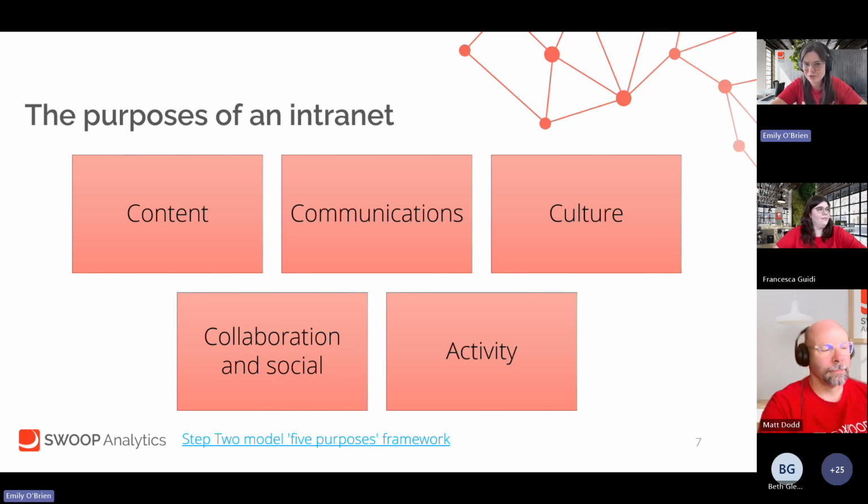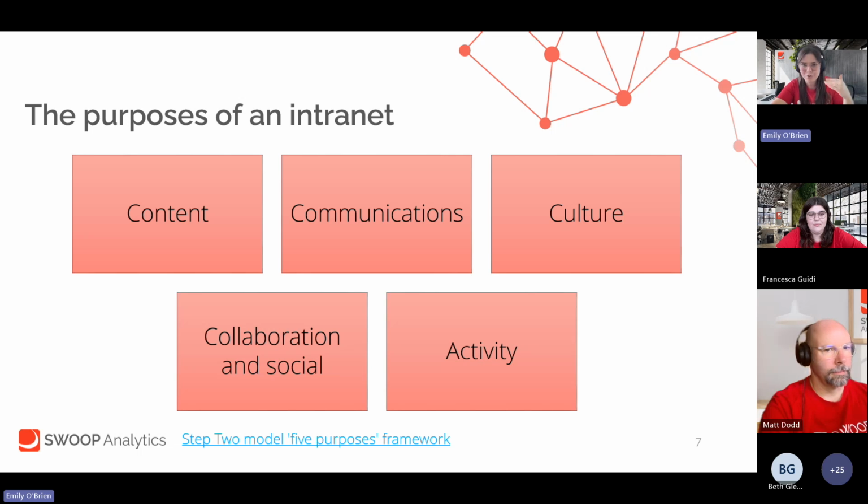But what you're seeing here on the screen, this is referring to Step Two's model for the five purposes for modern intranets. If you jump to the slides, I think we've got a link there in the chat as well. You need to know what balance of purpose is and what that looks like for your current intranet.